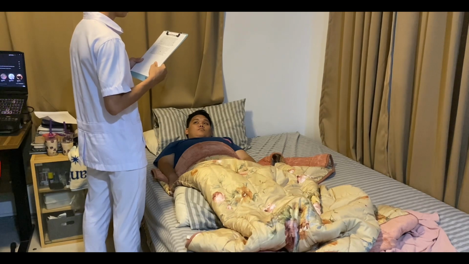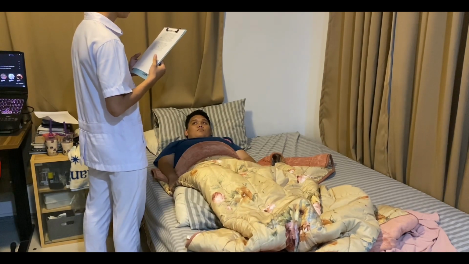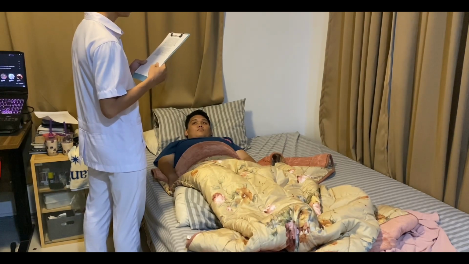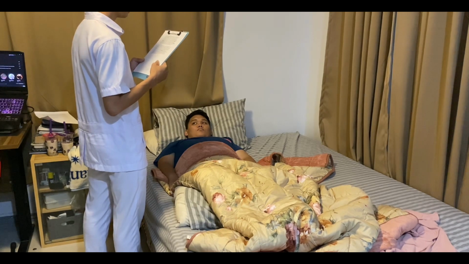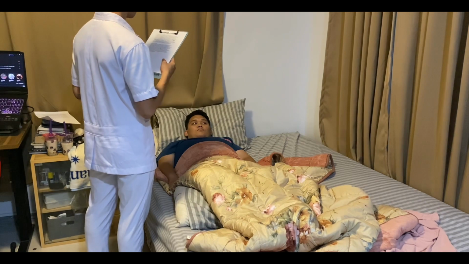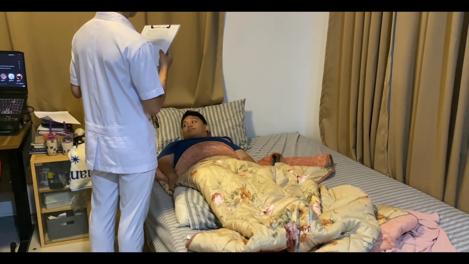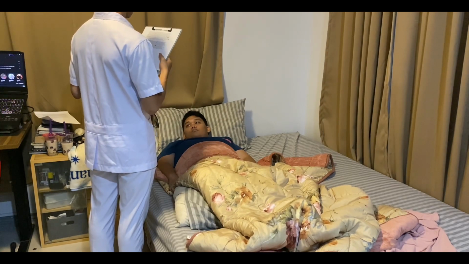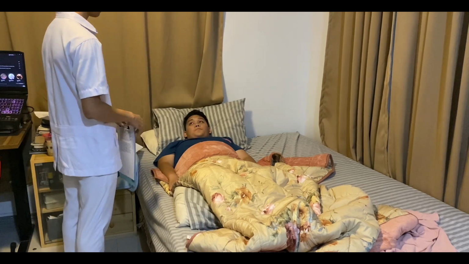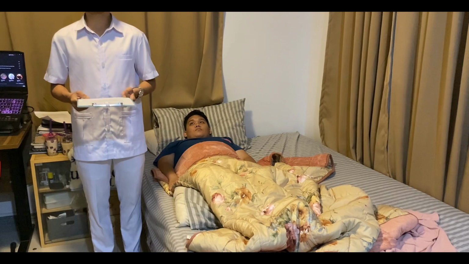Okay, so while I was measuring for your liver size, your liver span is normal. At the mid-clavicular line, I measured it at 7 centimeters, and at the mid-sternal line, it is measured at 5 centimeters, which falls within the normal range. That's all, sir. Do you have any questions or clarifications? No? Okay, thank you. Last thing I'm going to do is to perform hand hygiene.